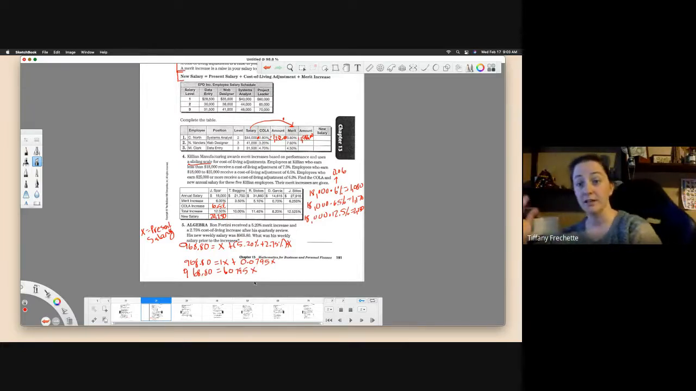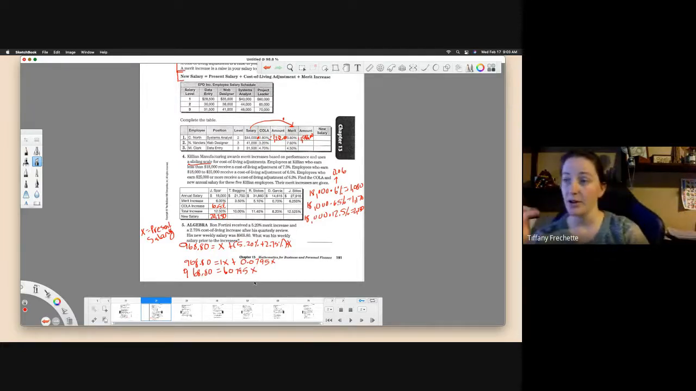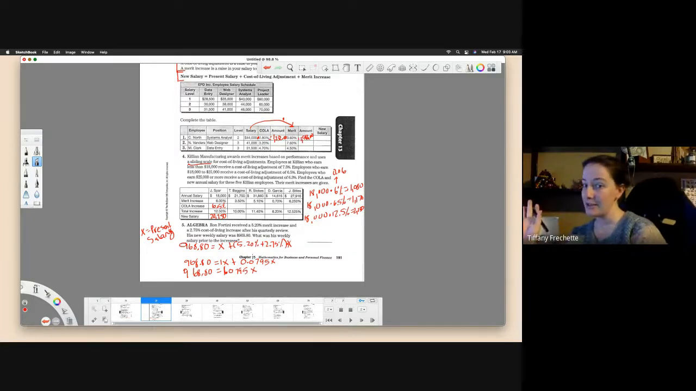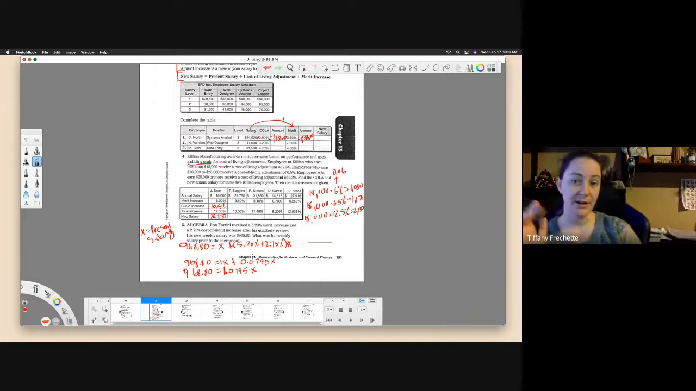So from here, we have one last calculation. We just need to divide both sides by this 1.0795. That'll take us back to what his present salary was, before the increases. All right, so I'm going to let you finish that calculation off. I hope this helped, and I will see you in section 3.